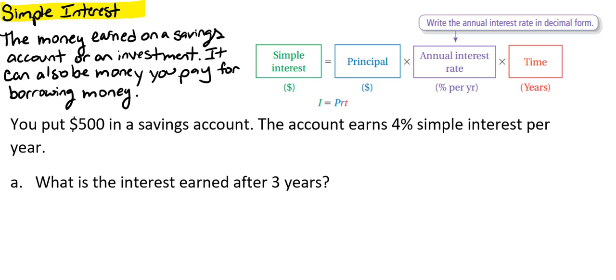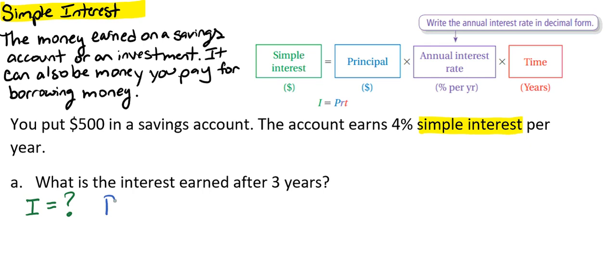In our first example, it says you put $500 in a savings account and the account earns 4% simple interest per year. Because it says simple interest, that's how we know that we're going to be using our equation I equals PRT. So let's find all of our pieces. In our first part, it says what is the interest earned after 3 years? So our interest earned is what we don't know. That's what we're looking for.